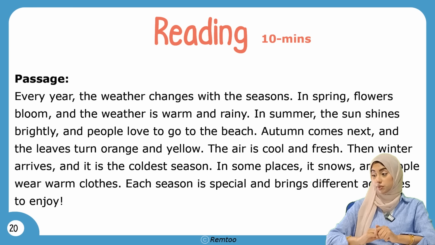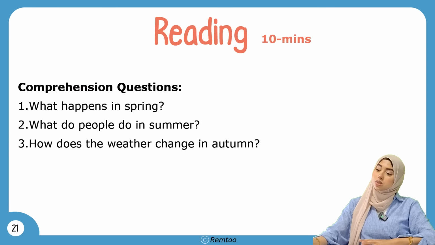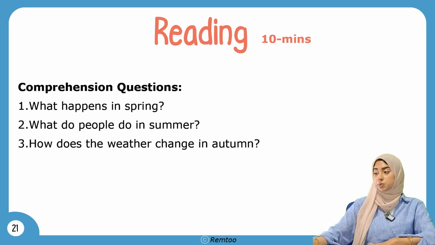Then winter arrives, and it's the coldest season. In some places, it snows, and people wear warm clothes. Each season is special and brings different activities to enjoy. Yes, that was good. Let's answer the questions. Question 1, what happens in spring? Yes, flowers bloom, good job, and the weather is really warm and rainy.